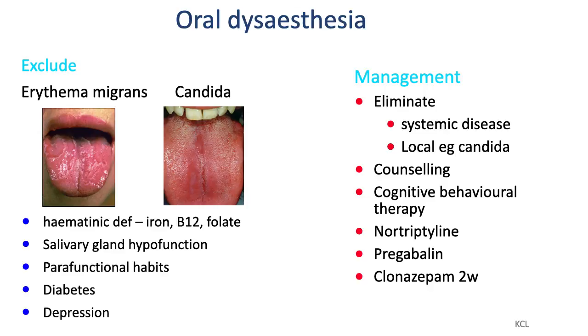So you're looking for systemic diseases, local causes, and once you're left without any of these, your patient has got oral dysesthesia. They may well need CBT, certainly psychological help will be required, and some of them will then need additional treatment. You can use clonazepam as a suck and spit, or nortriptyline, or if that doesn't work, pregabalin can be helpful too.